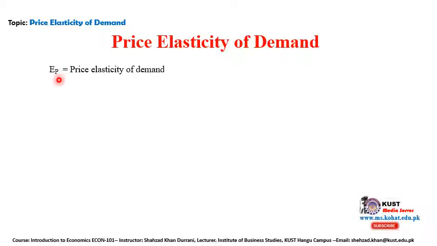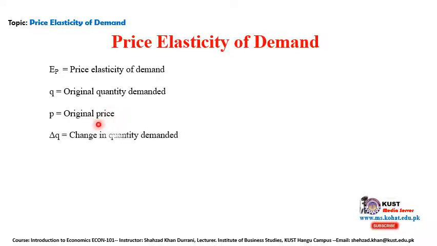So EP stands for price elasticity of demand, which is in the formula. Then in the formula we have Q, which means original quantity demanded. Then P stands for the original price. And then we have the change in Q, which is change in quantity demanded. And at the end we have the change in P, which is change in price.